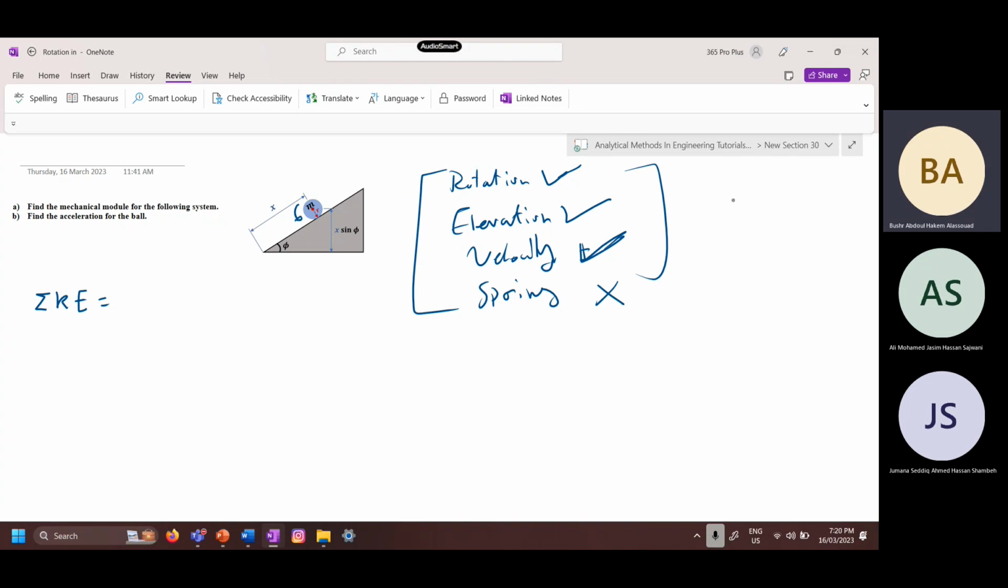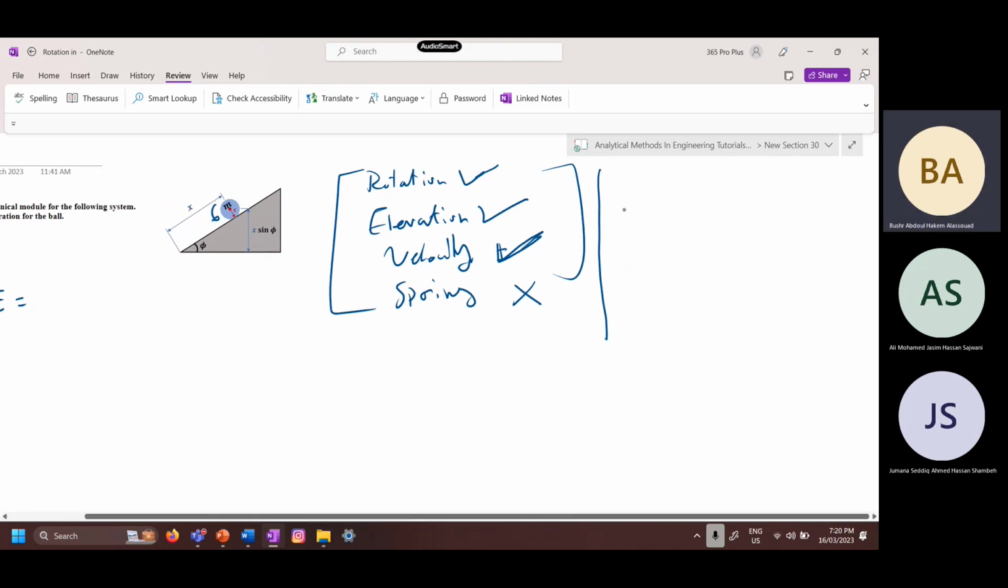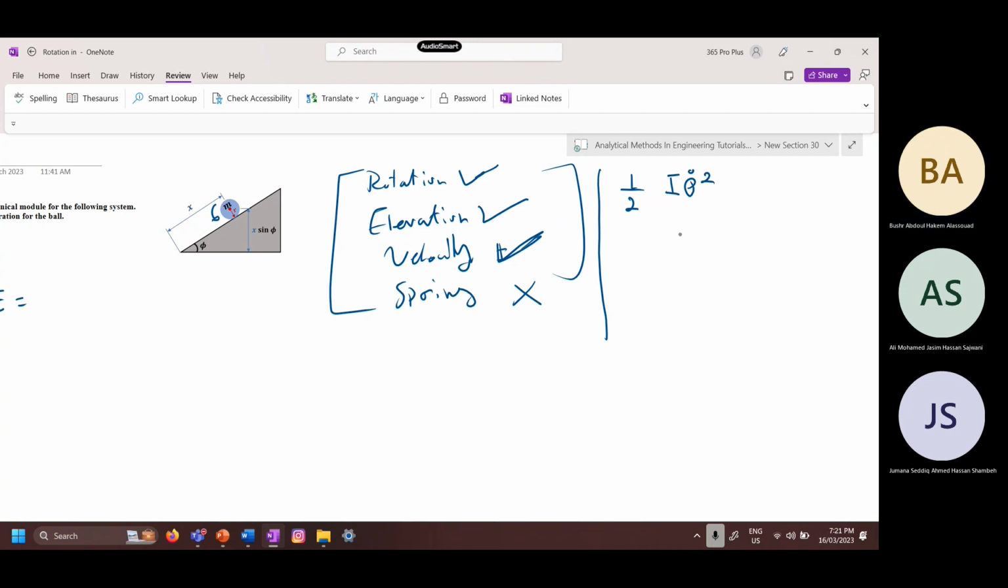Since we're going to use rotation, you need to understand the new kinetic energy formula for a rotating object. Previously, we dealt with an object moving translationally, like along a horizontal or vertical path, or in general any straight path, which was half m v squared or half m x dot squared. We're going to use a different one for representing the rotational motion, which is half I theta dot squared, or you can say half I omega squared, but you're going to use this one.